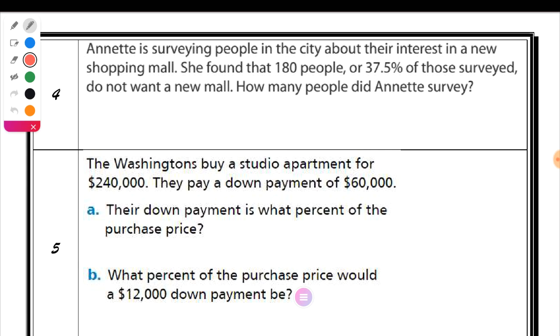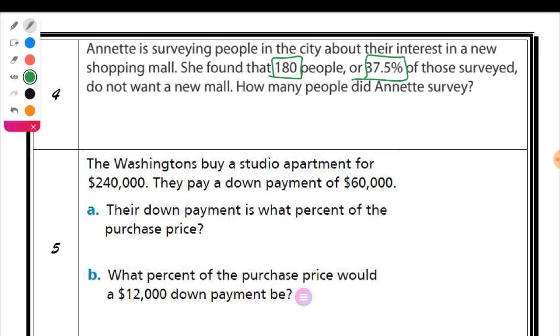Annette is surveying people in the city about their interest in a new shopping mall. Okay, she found that 180 people, or 37.5% of those surveyed, do not want a new mall. How many people did Annette survey? Here, 180 is the part. He needs the whole.